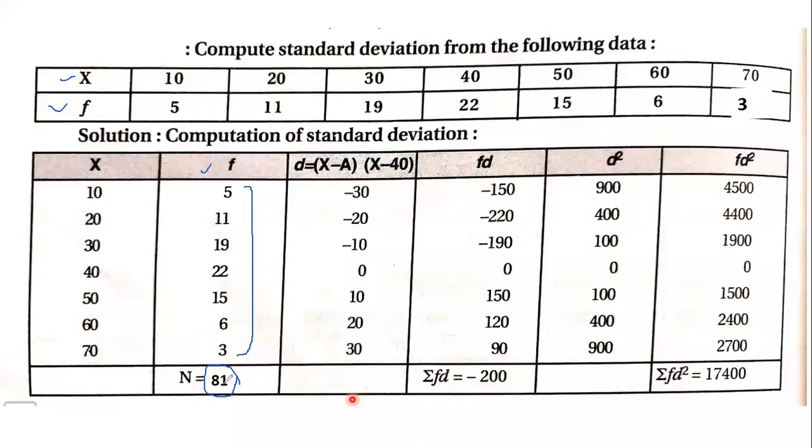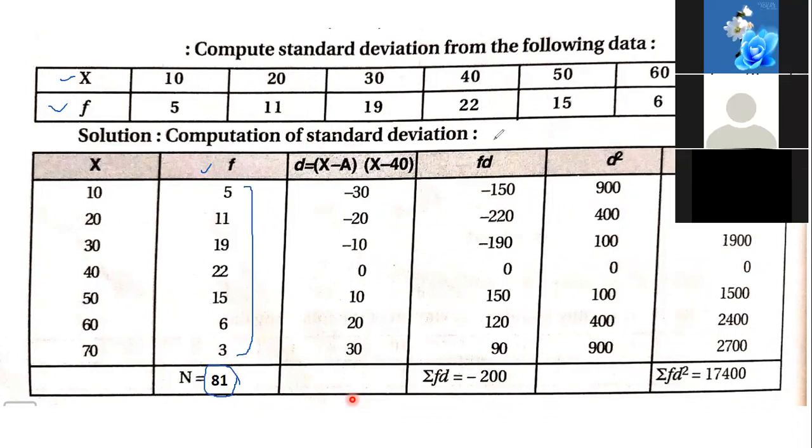So there is a little change here. It was 80 before. Now this is 81. Okay, please make changes here. So once we find out the n value, let's go to the next step. Next step is we have to assume a mean. So we have to find out what is A.